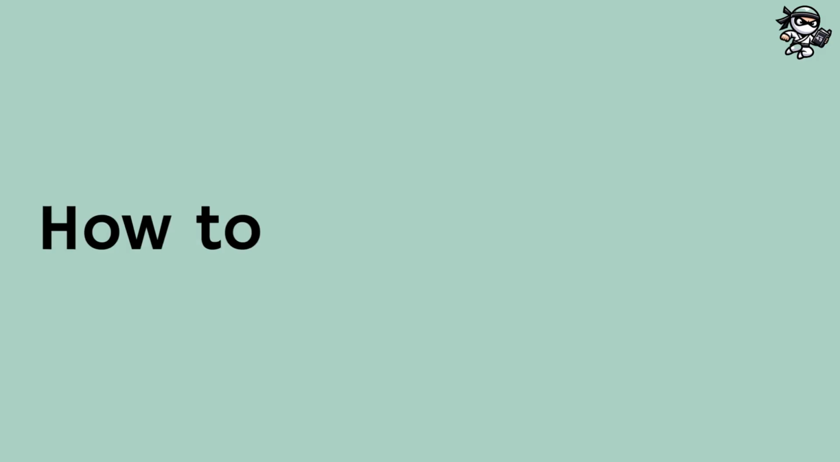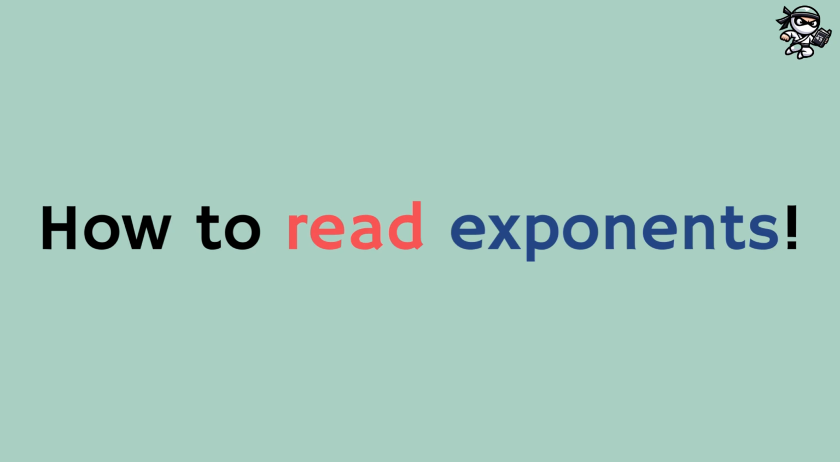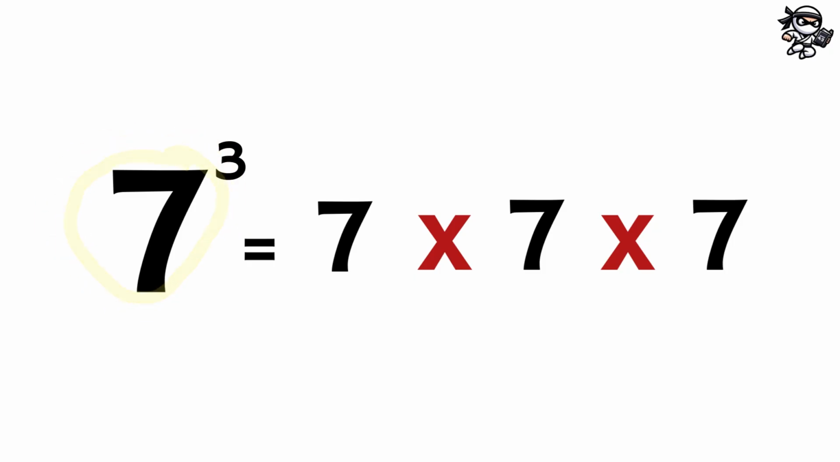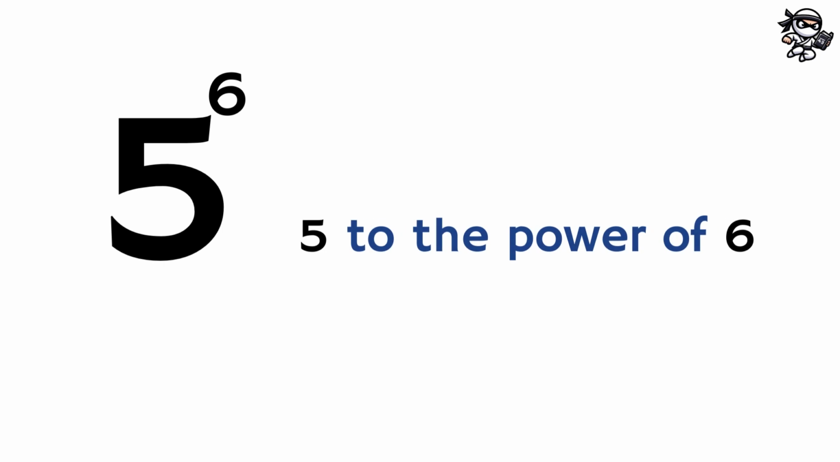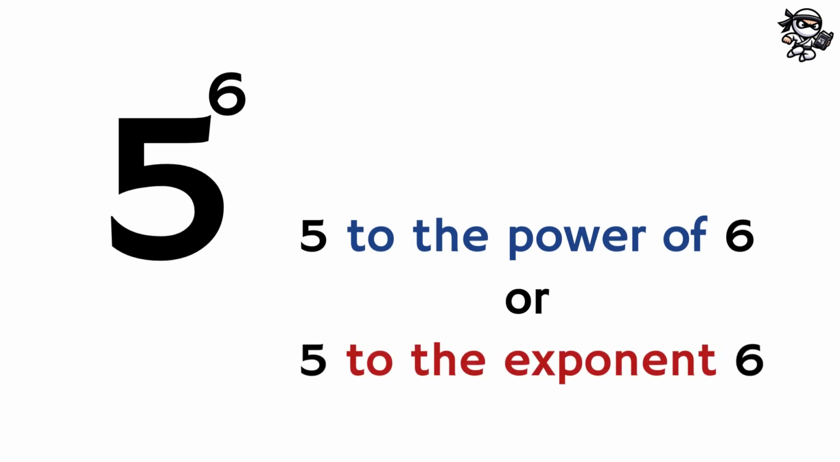Another thing you need to know is how to read exponents. You first read the base number and then you read the exponent. Let's go back to our earlier example. You read this as 5 to the power of 6 or 5 to the exponent 6. Both ways are correct.